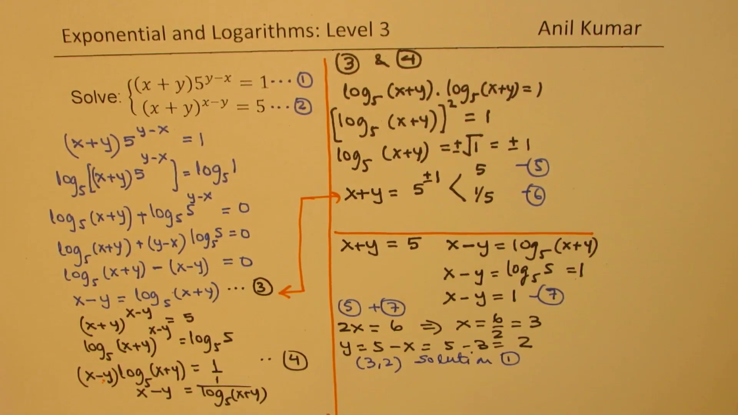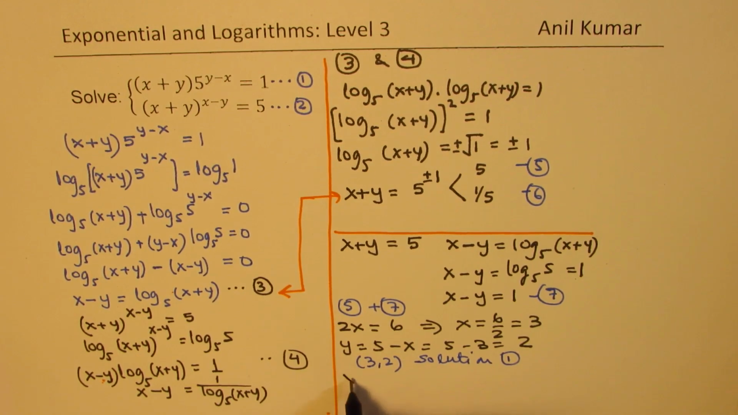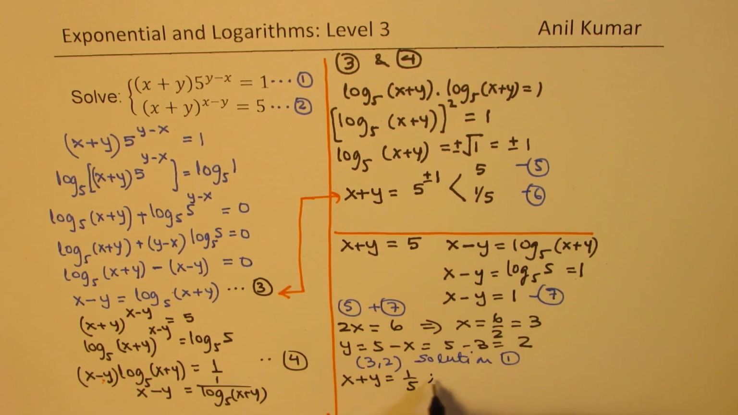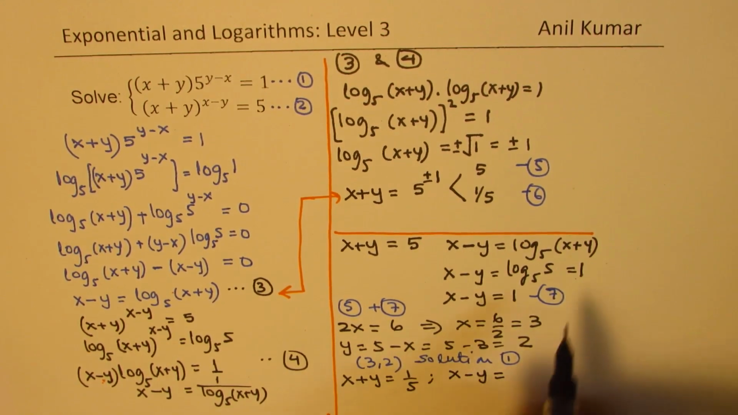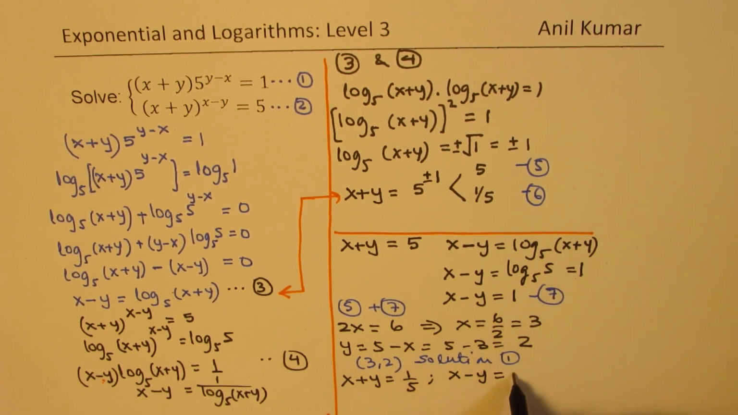Now we can actually use the other value, which is 1 over 5. So in that case, we have x plus y equals 1 over 5. And in that case, x minus y will be equal to log to the base 5 of 1 over 5, which is minus 1. So now we get x minus y as minus 1, right?